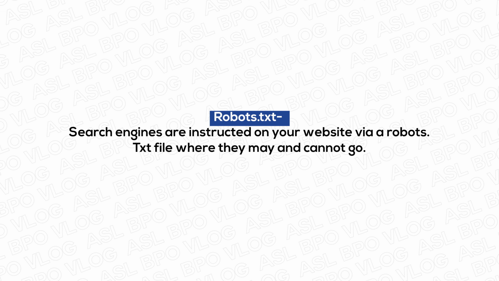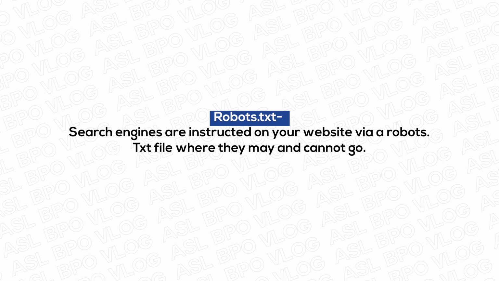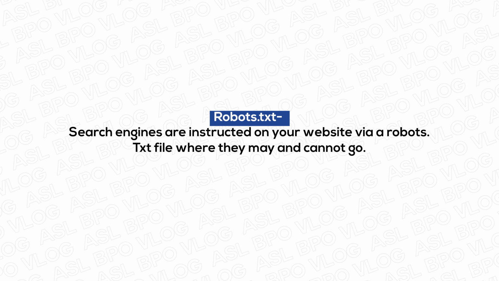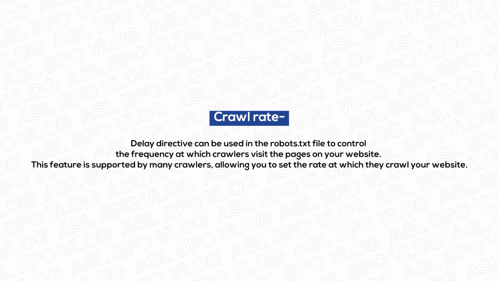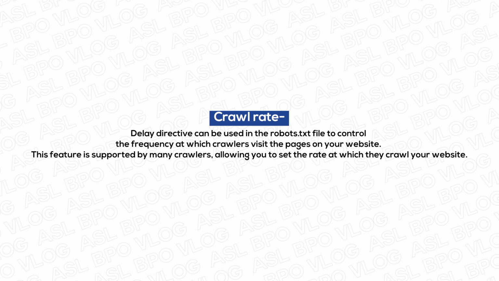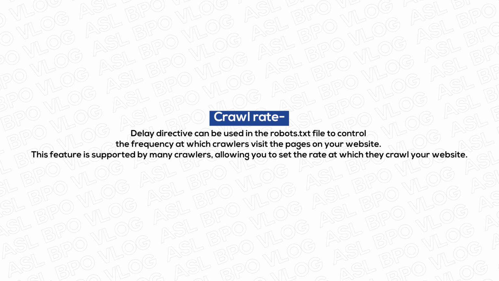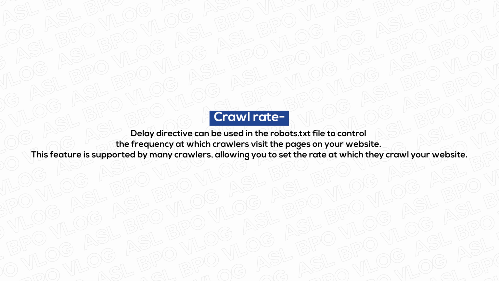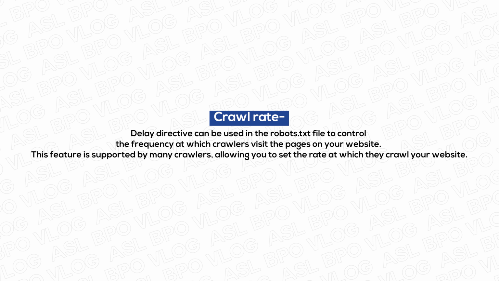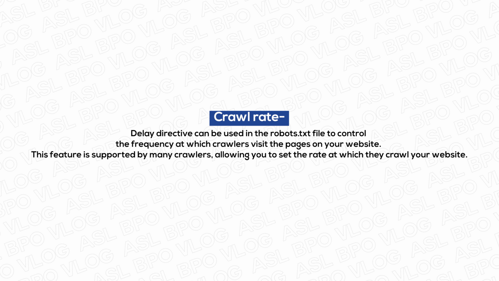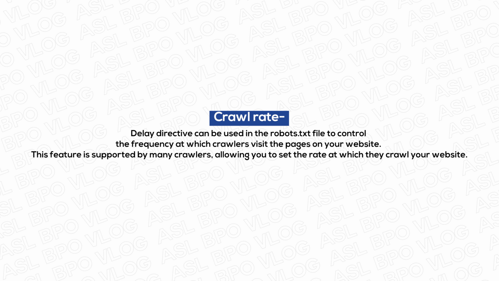How crawling works. According to Google, crawling is the process of discovering web pages on the internet. There are a few ways to control what gets crawled on your website, like robots.txt. Search engines are instructed via the robots.txt file where they may and cannot go. So, crawl rate. A crawl delay directive can be used in the robots.txt file to control the frequency at which crawlers visit the pages on your website. This feature is supported by many crawlers, allowing you to set the rate at which they crawl your website.